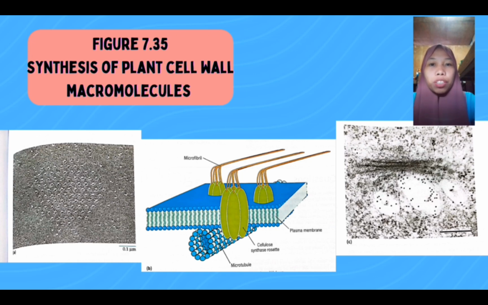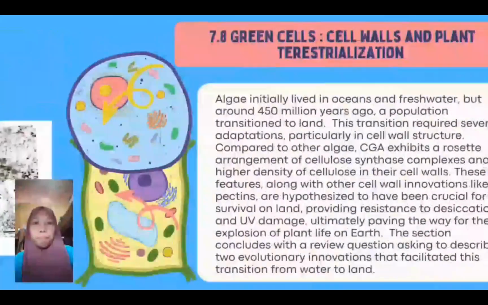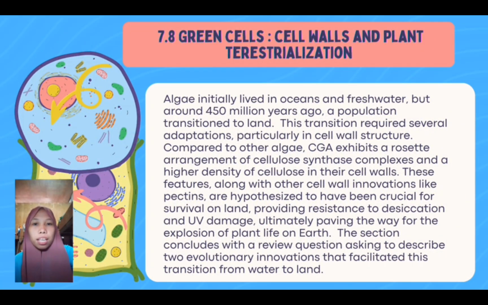So, yung third picture naman shows the Golgi apparatus and its role in synthesizing other macromolecules like pectins and hemicellulose. So, makikita dito na ang Golgi apparatus, yung black dots dyan, ay gumagawa ng mga polysaccharides na ginagamit sa cell wall. So, these molecules are transported via vesicles papunta sa cell membrane where they are assembled into the cell wall matrix. Green cells, cell walls, and plant terrestrialization.